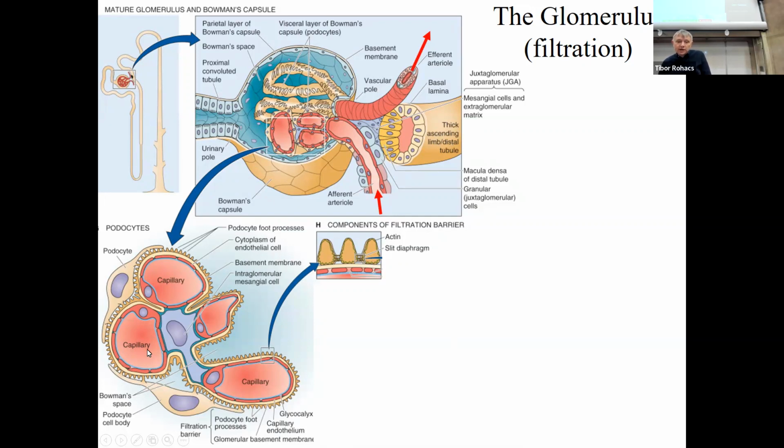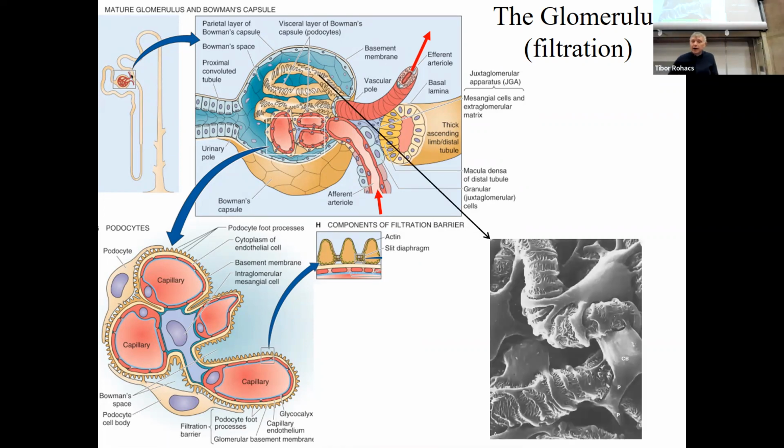And if you zoom in, you can see the filtration surface from inside of the capillary through this thing called the podocyte layer. You can see these interesting looking cells that cover the capillaries from the inside of the Bowman capsule. These are called podocytes. And the reason why these podocytes are very important is because, as I said, the glomerular capillaries have very high hydrostatic pressure compared to systemic capillaries.